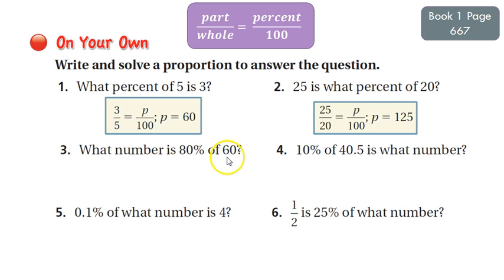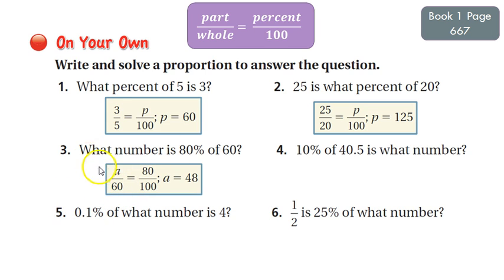Number 3, what number is 80% of 60? So we have the part number missing in this scenario. Now, unlike the other ones, we really can't scale this to go from 100 to 60. We can use cross products or multiply both sides by 60 and then simplify.